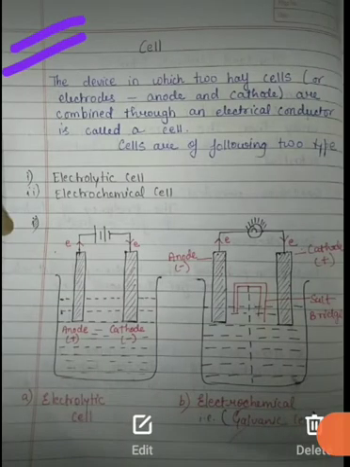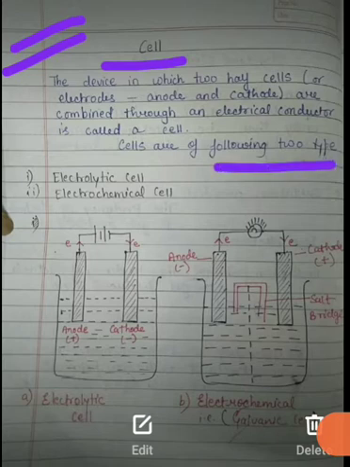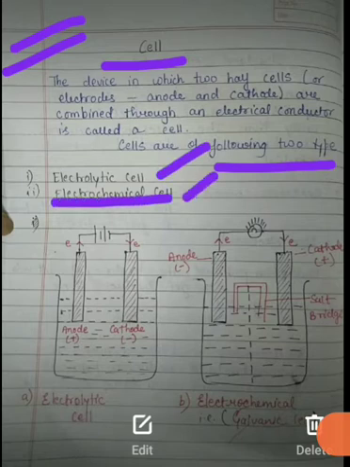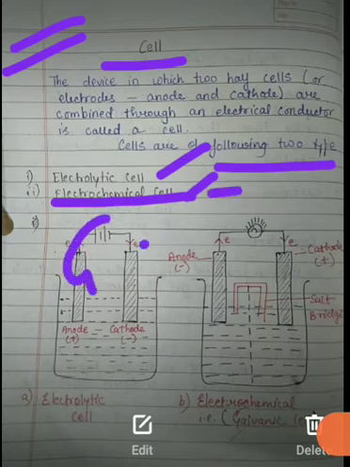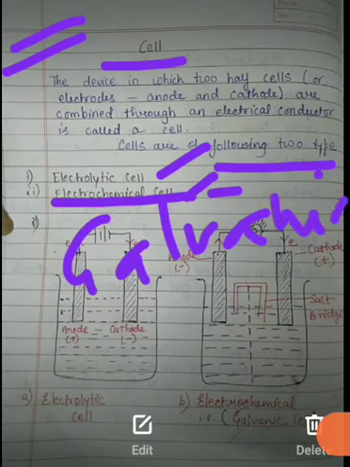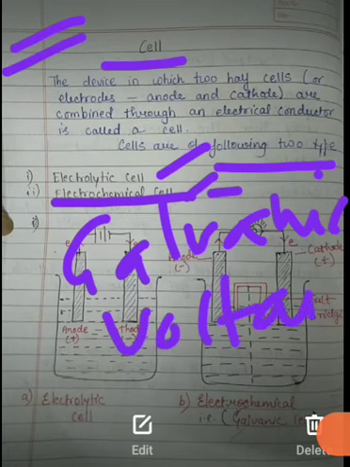Students, firstly we have to know what is a cell. The device in which two half cells, or we can assume them as electrodes, that is anode and cathode, as we have studied earlier, are combined through an electrical conductor is called a cell. And as we all know, cells are of two types: electrolytic cells or electrochemical cells. In electrochemical cells we have the galvanic cell or the voltaic cell. These are some examples of electrochemical cells.